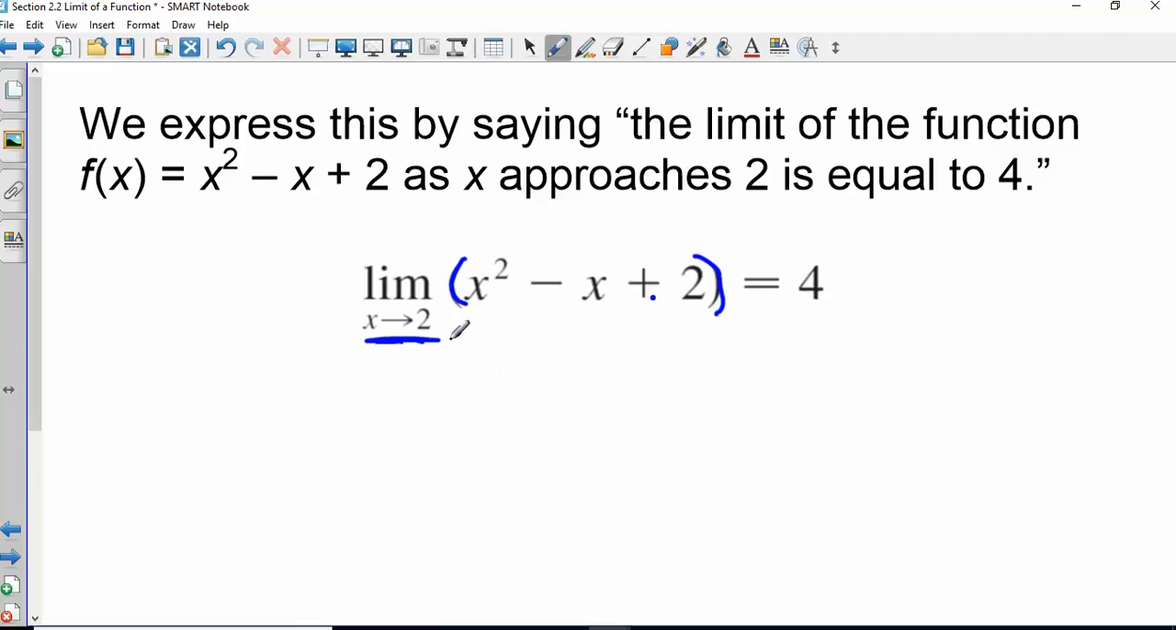All right, and we could even verify that on this. Could you just plug a 2 into this equation and see what came out? Yeah.